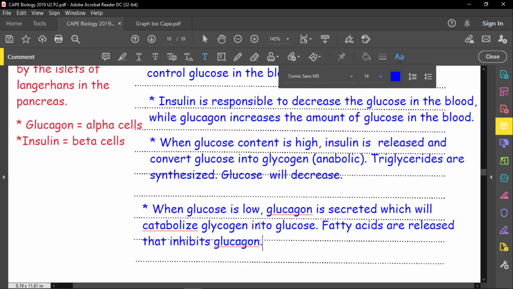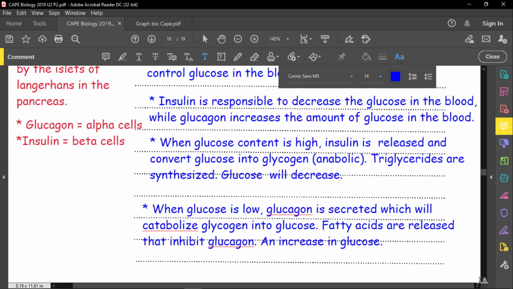All right, and so that's a very important process taking place right there. The fatty acid will inhibit the glucagon. All right, so that's very important to note. As a result of this, you have an increase in glucose. Okay, so here you have an increase in glucose right here. So that answered that.